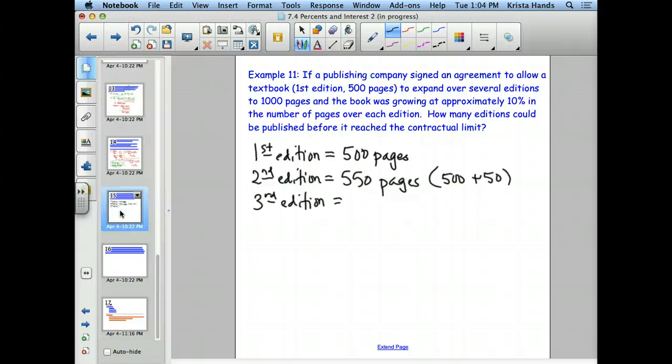So, Devin's right, this is going to be 55 pages more. So it's my 550 pages I just had, plus 55 now. So I have how many? 605 pages. We'll continue this problem this way because this will work. My goal is to get to how many? 1,000. When I get to 1,000, I can stop this process. Okay? How about fourth edition?